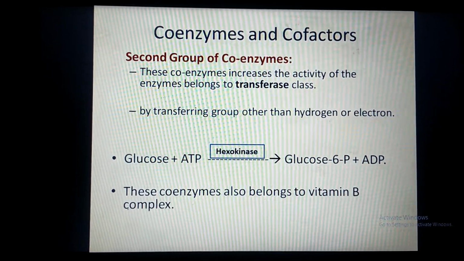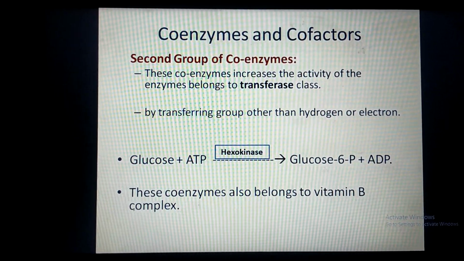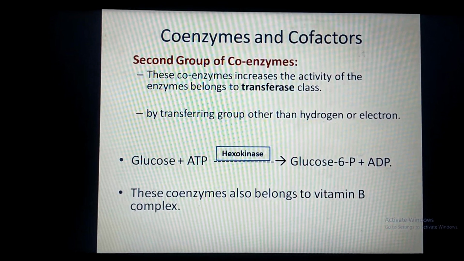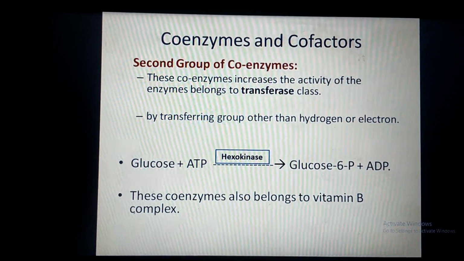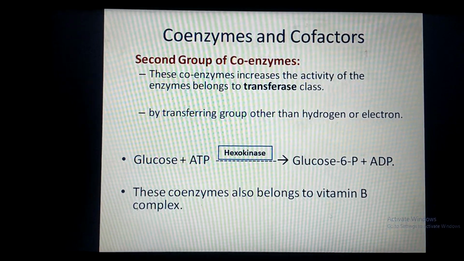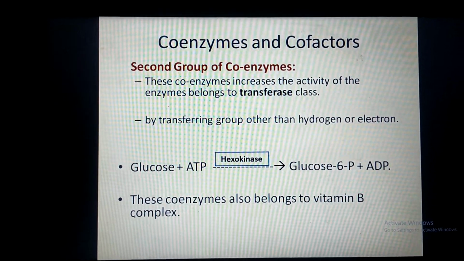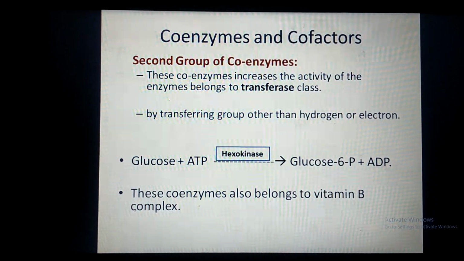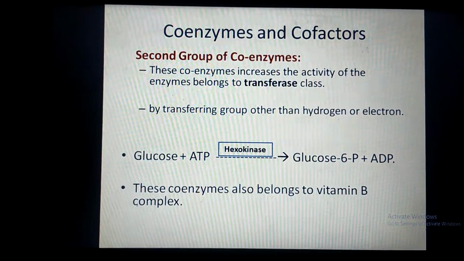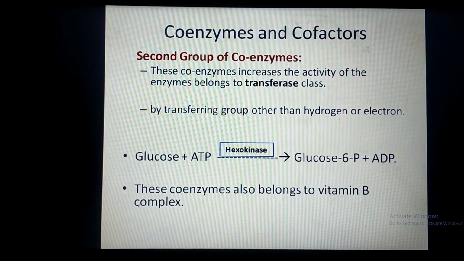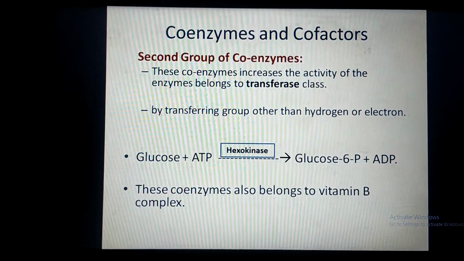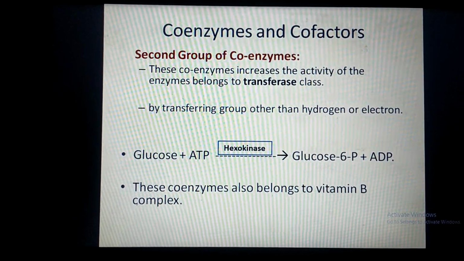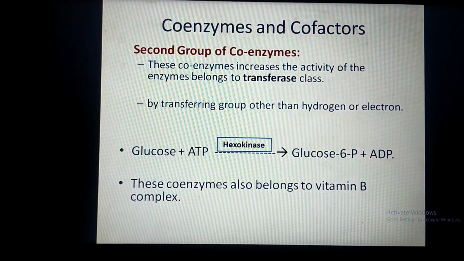The example I have given here: glucose plus ATP gives glucose 6-phosphate and ADP. Here the enzyme is hexokinase, and the coenzyme is ATP. ATP donates its inorganic phosphate to glucose to form glucose 6-phosphate. Thus ATP helps the enzyme hexokinase to carry out this reaction.